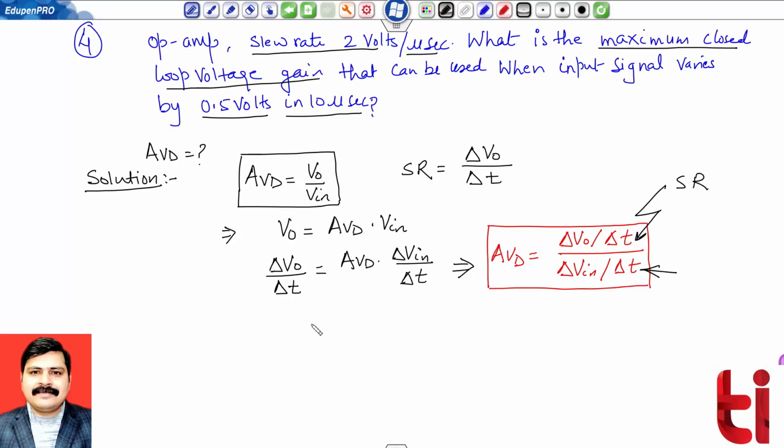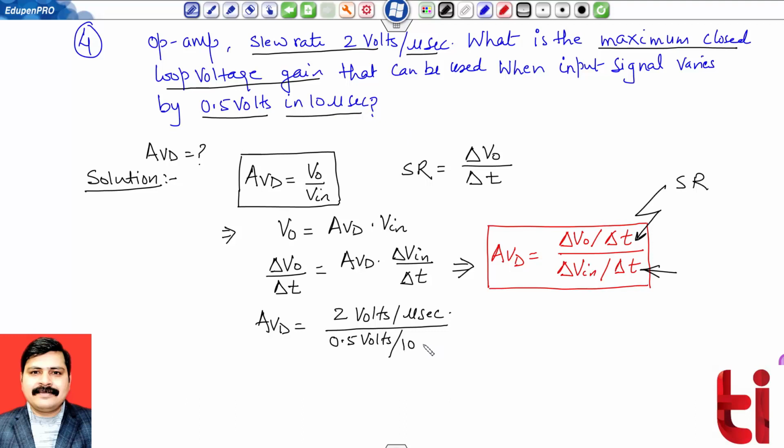So I can easily calculate the value of AVT. It will be equal to slew rate, and slew rate is given as 2 volts per microsecond, divided by the variation in, that is delta V in. So it is given as 0.5 volt, 0.5 volts divided by delta T. In how much time? 10 microseconds.